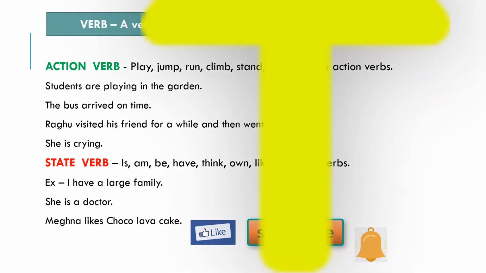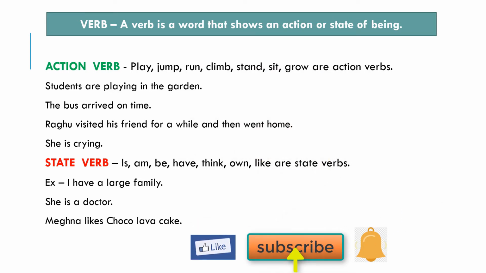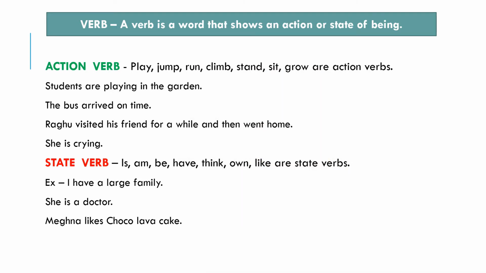But a state verb is a verb that expresses a situation. For example, verbs like is, am, be, have, think, own, like are state verbs. For example, I have a large family. So here we have a state verb, have. That means we are not talking about doing any physical action. It is just telling about a situation.